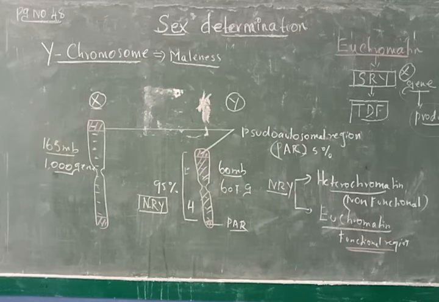Fourth question. XY system of sex determination is found in human beings as well as dash. The last question. The gene which is responsible for determining the testis in the adult male is dash.